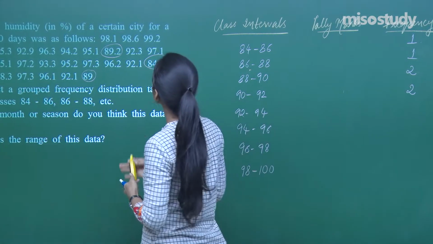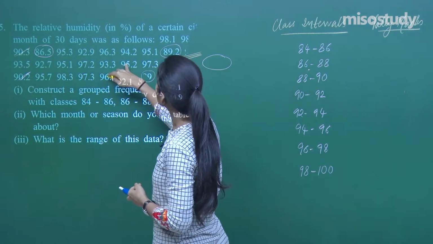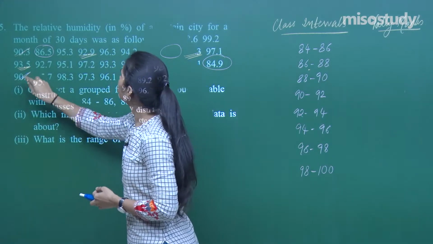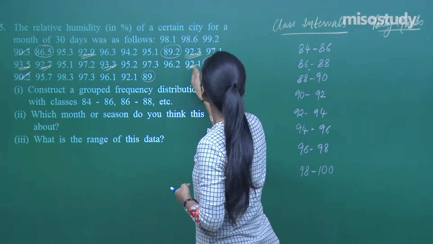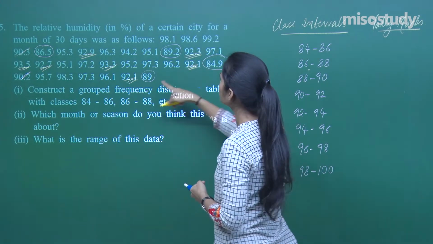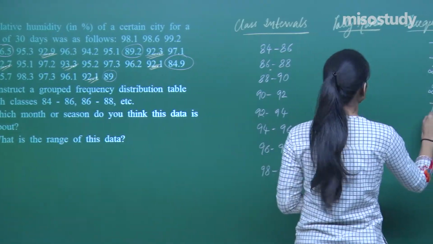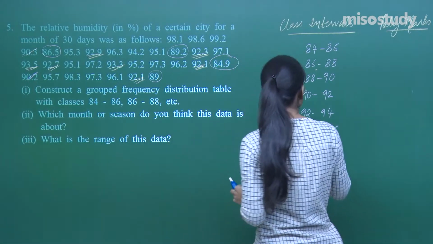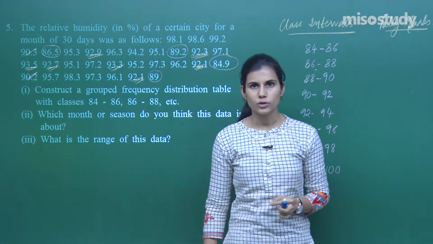92 to 94, let's search. 92 to 94, you have 1. This is also there. This is there. This is there. This is there. This is also there. And that is it. So what all you have? 1, 2, 3, 4, 5, 6 and 7. 7 values are there between 92 to 94. Is it clear? Try to find out how many values lie between 94 to 96, 96 to 98, 98 to 100, and we'll be getting back with the same question.